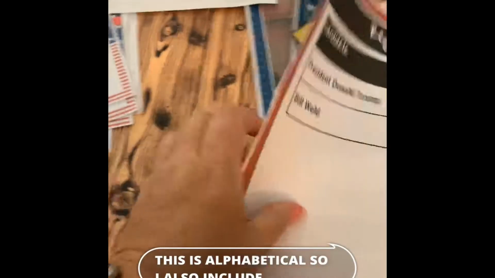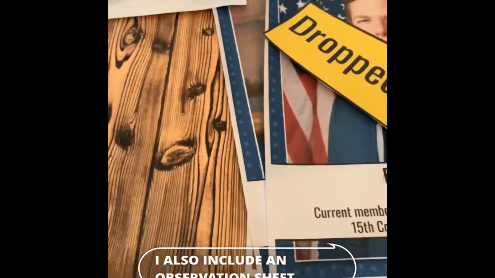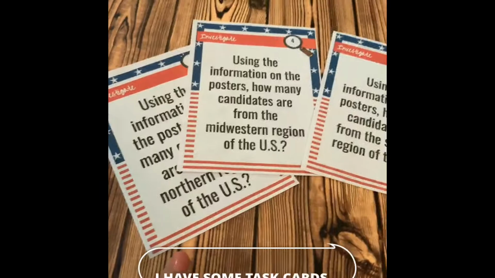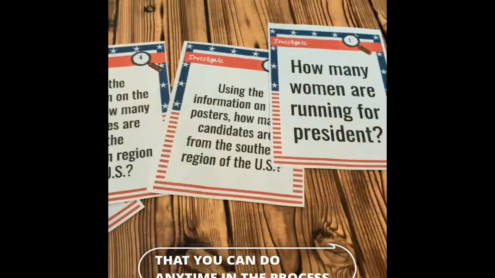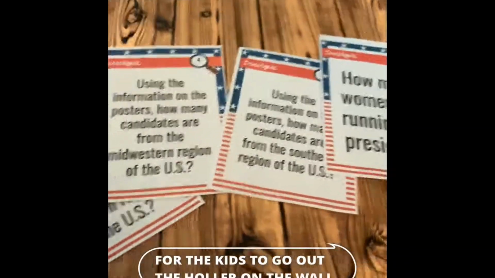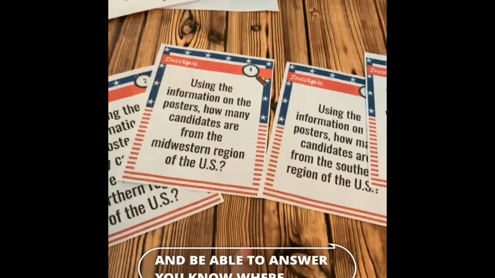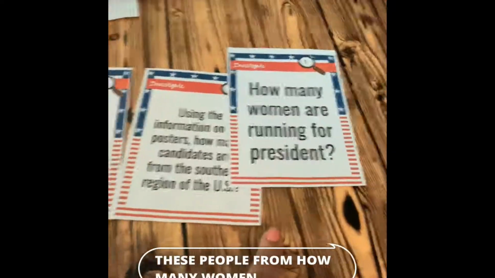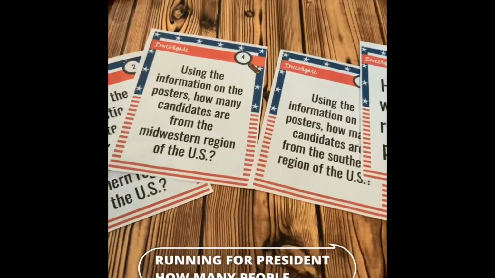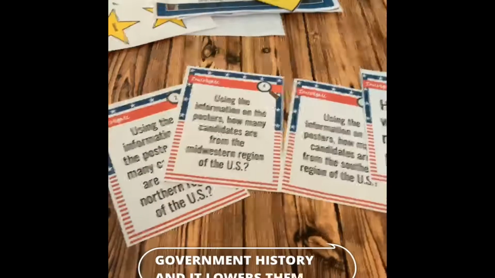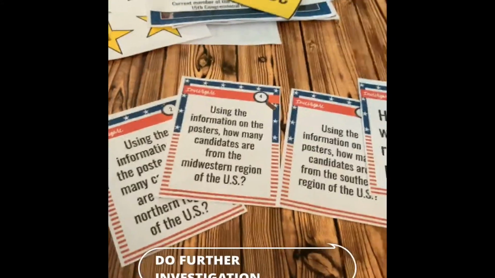So I also include an observation sheet for the very beginning. And I have some task cards that you can do anytime in the process for the kids to go out in the hall or up on a wall and be able to answer, where are these people from, how many women are running for president, how many people have government history, and it allows them to do further investigation.